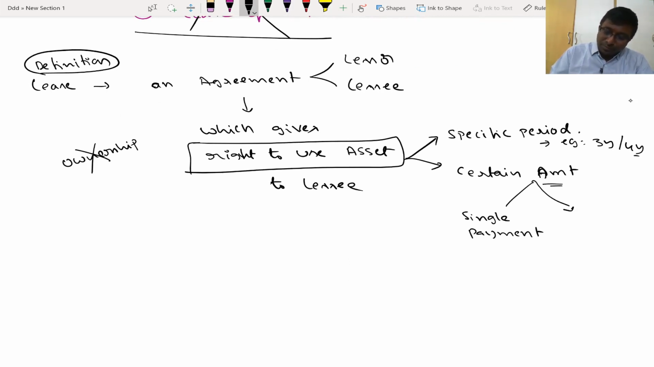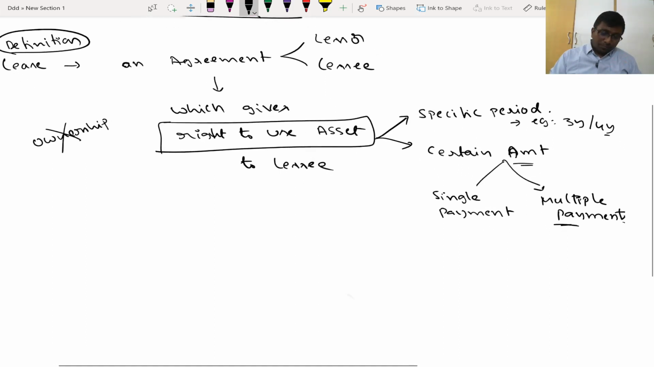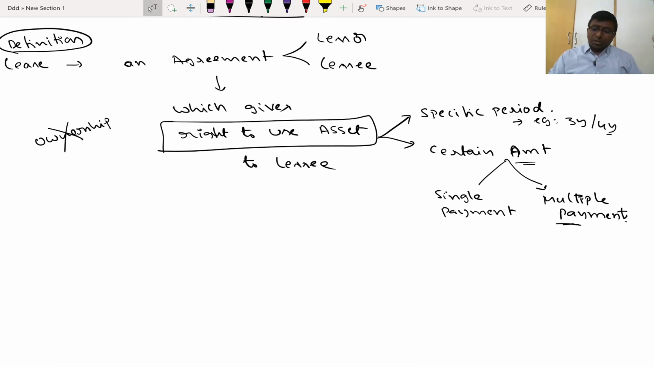What is that? What is single payment or multiple payments? Okay, you may be giving it first, okay, for a certain amount, for a certain period. A certain amount could be either a single amount or it could be multiple amounts.